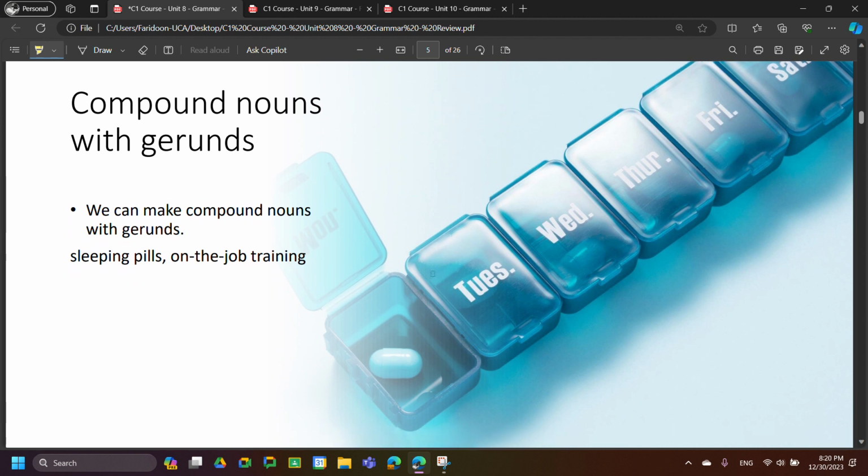Now, what are some compound nouns with gerunds? So let's see. We can make compound nouns with gerunds as well. For example, you can take sleeping and you can connect it with pills, another noun, hence creating a compound noun, sleeping pills, or on the job training. So training is your other gerund connected to on the job.